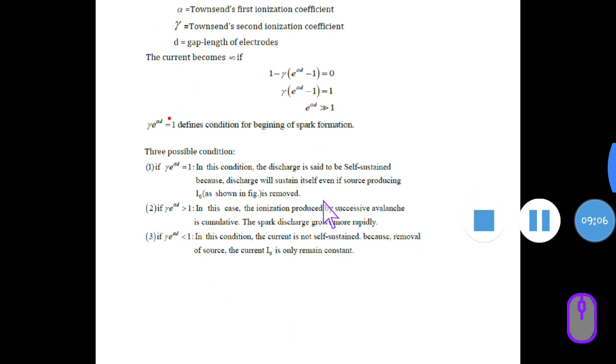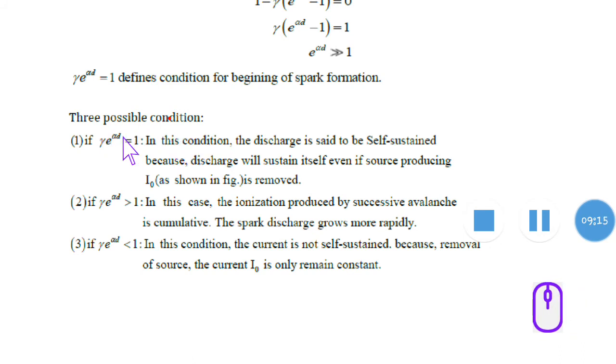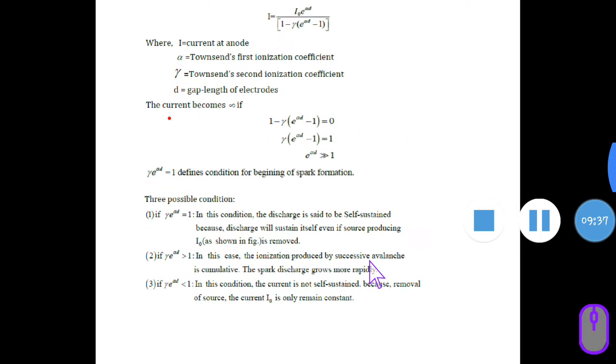Now I am taking different conditions. If gamma e raised to alpha d is equal to 1, what happens? In this condition the discharge is said to be self-sustained. If it is greater than 1, the ionization produced by successive avalanches is a cumulative process and builds up more rapidly. If it is less than 1, the discharge is not self-sustained; on removal of the source, the current I naught remains constant in this condition. So explain secondary and primary ionization and also the condition of spark.